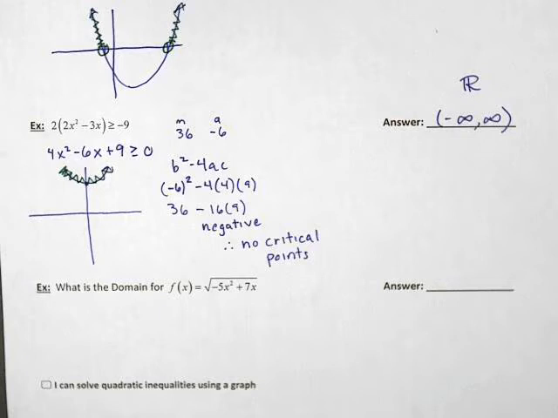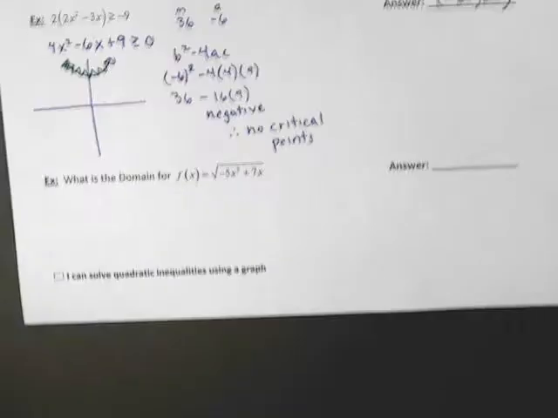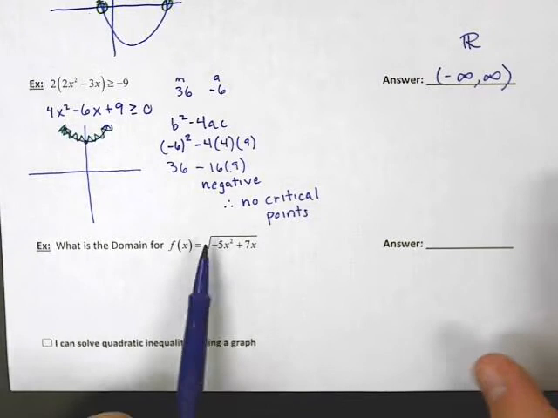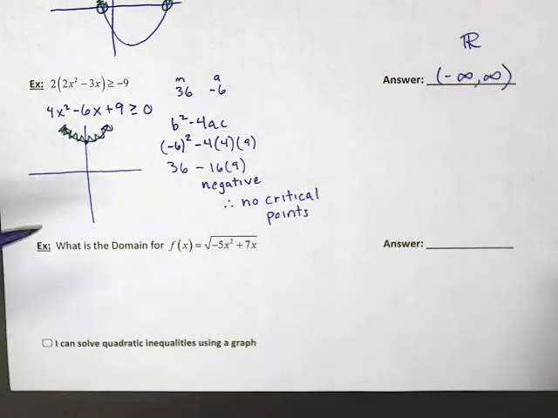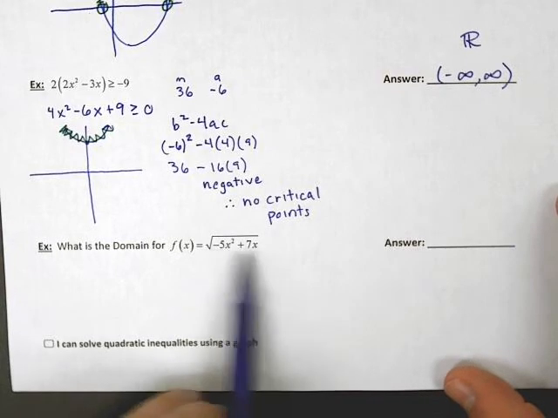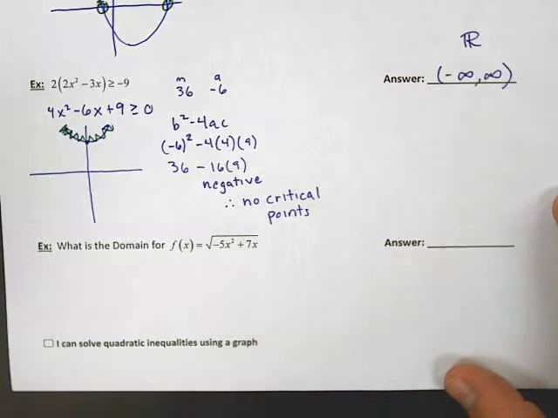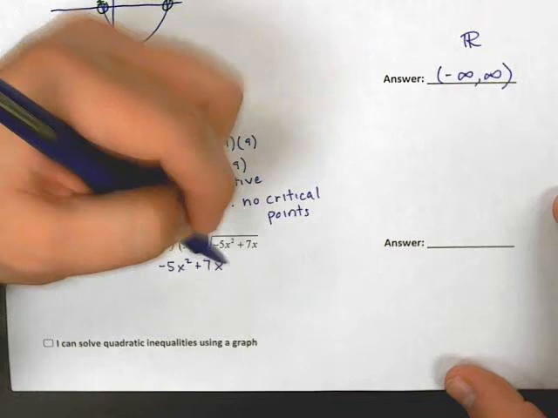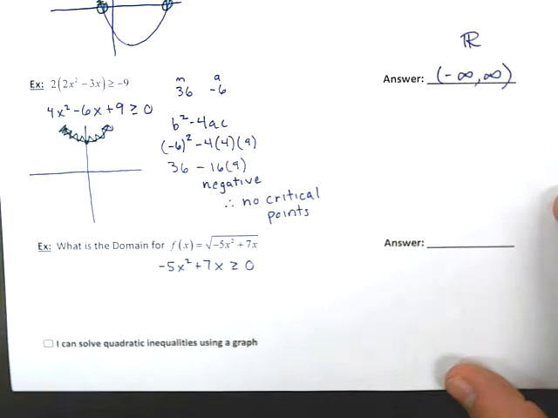Alright, now, one kind of extension question, or not really extension, but something we've done before, and we can now think about it in a new way, is this domain. We remember that an expression under a radical has to be greater than or equal to 0. So, negative 5x squared plus 7x must be greater than or equal to 0.